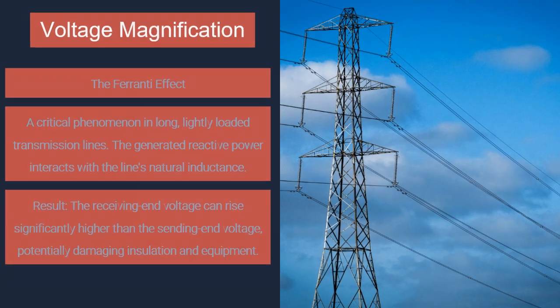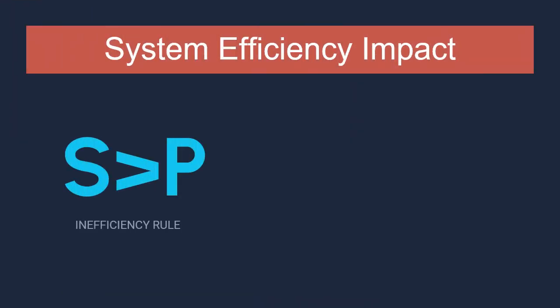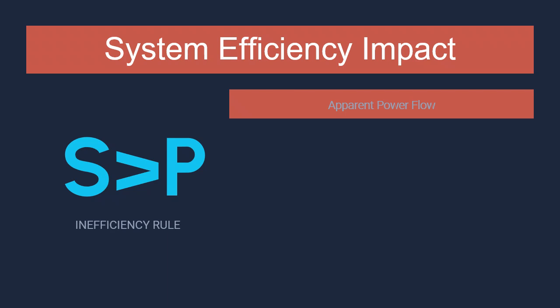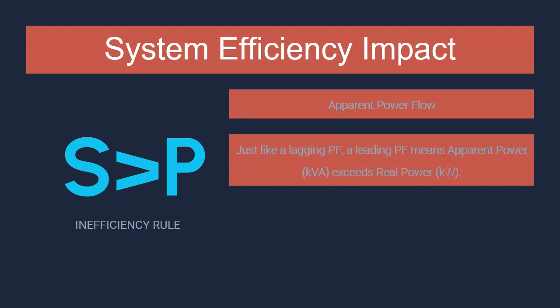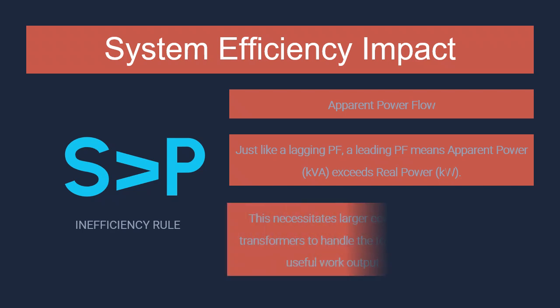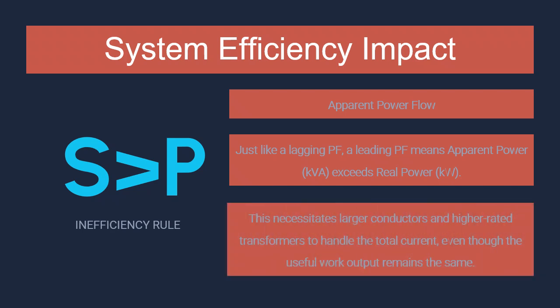System efficiency impact. While leading PF is often seen as better than lagging PF, it still represents an inefficient use of the grid. The general rule still applies: apparent power, kVA, will exceed real power, kW. The high phase angle means that the current carrying the real power is only a fraction of the total current flowing. This excess current increases losses in conductors and transformers, demanding larger, more expensive equipment even though the useful power output has not changed.